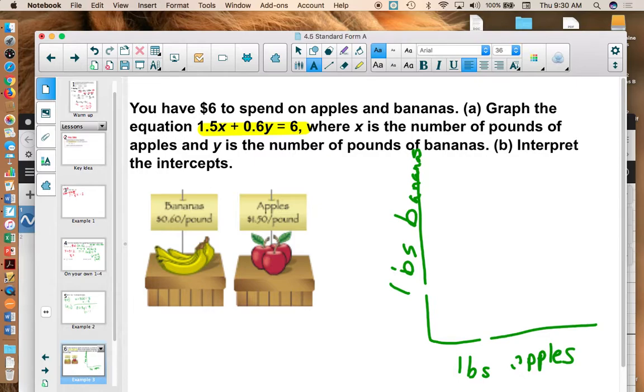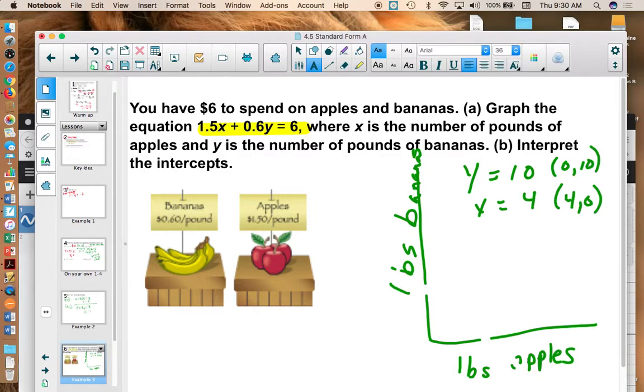What is the y-intercept of this graph? Somebody that hasn't talked to me. Lindsay, I don't think I've heard from you. The y-intercept is 10. The x-intercept is what? Bryn, what's the x-intercept? The x-intercept is 4, or the point (4, 0), and the point (0, 10), okay?